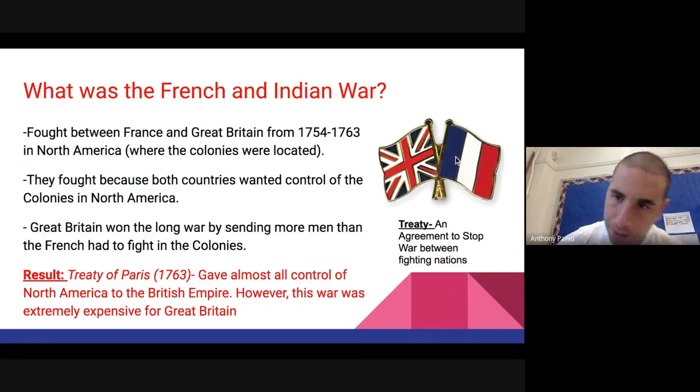This is a flag of Great Britain, and this is a flag of France. They are big-time rivals throughout the mid and late 1700s. So we have a war fought in the 13 colonies, from 1754 to 1763. This is before the United States was involved. We get the name from Great Britain's perspective.